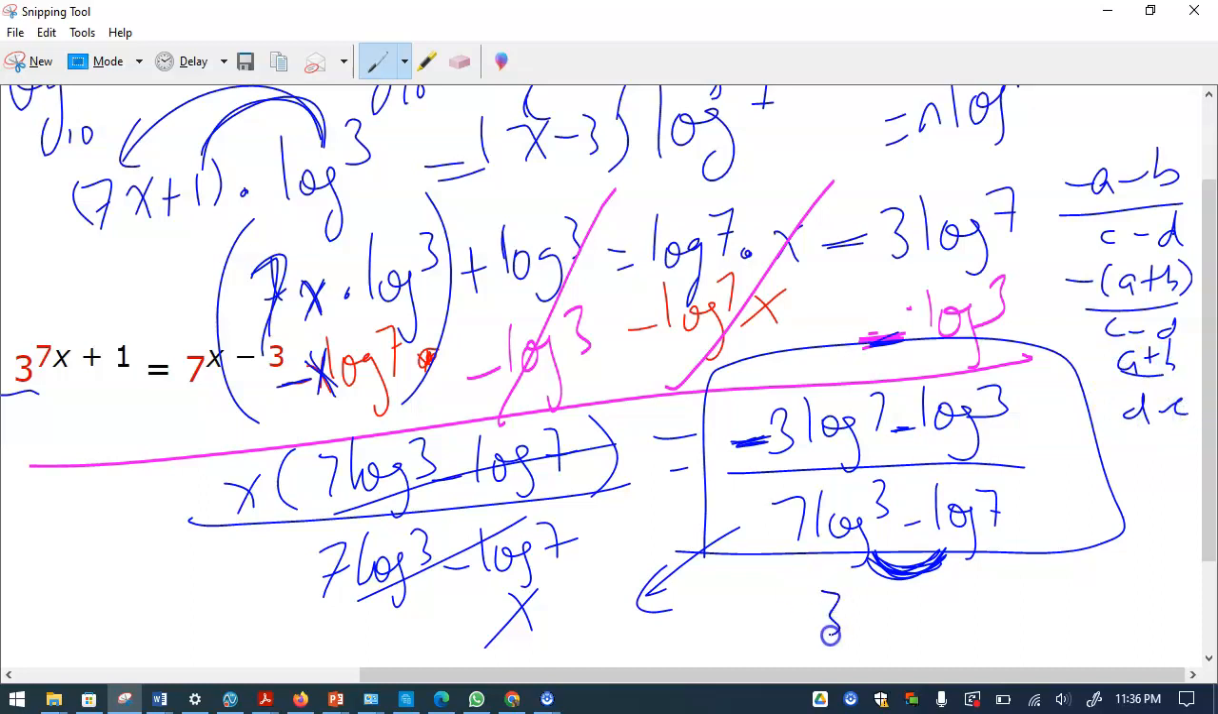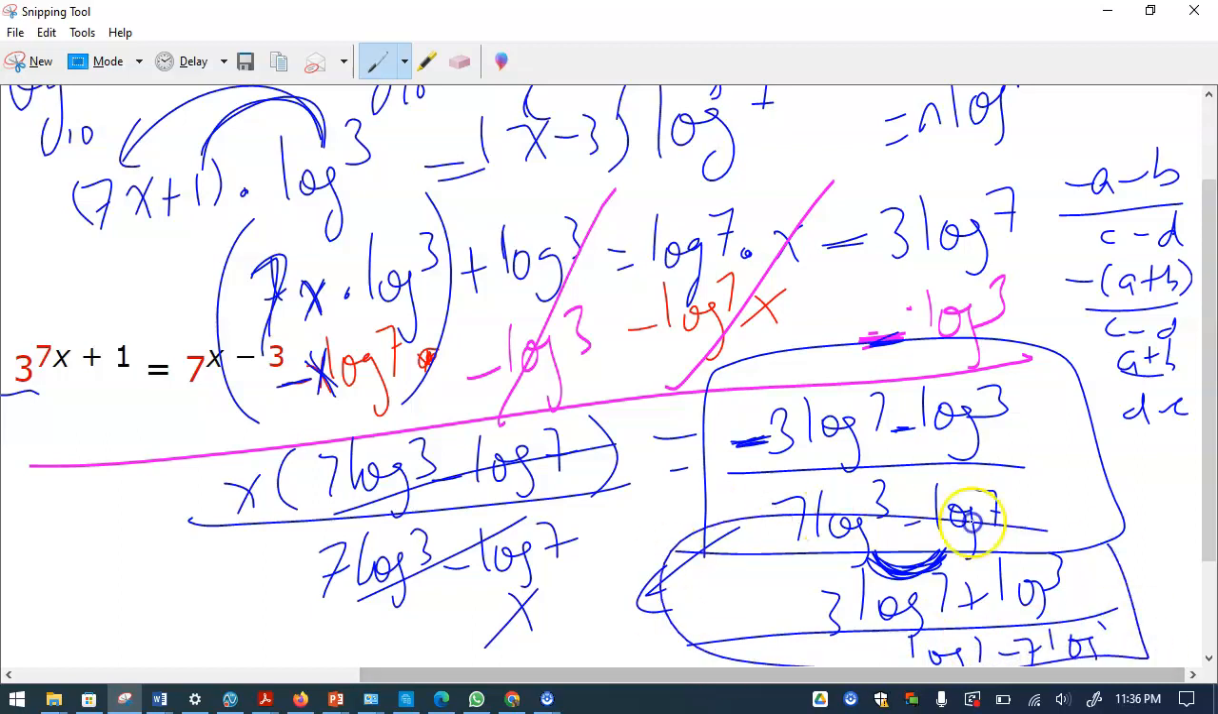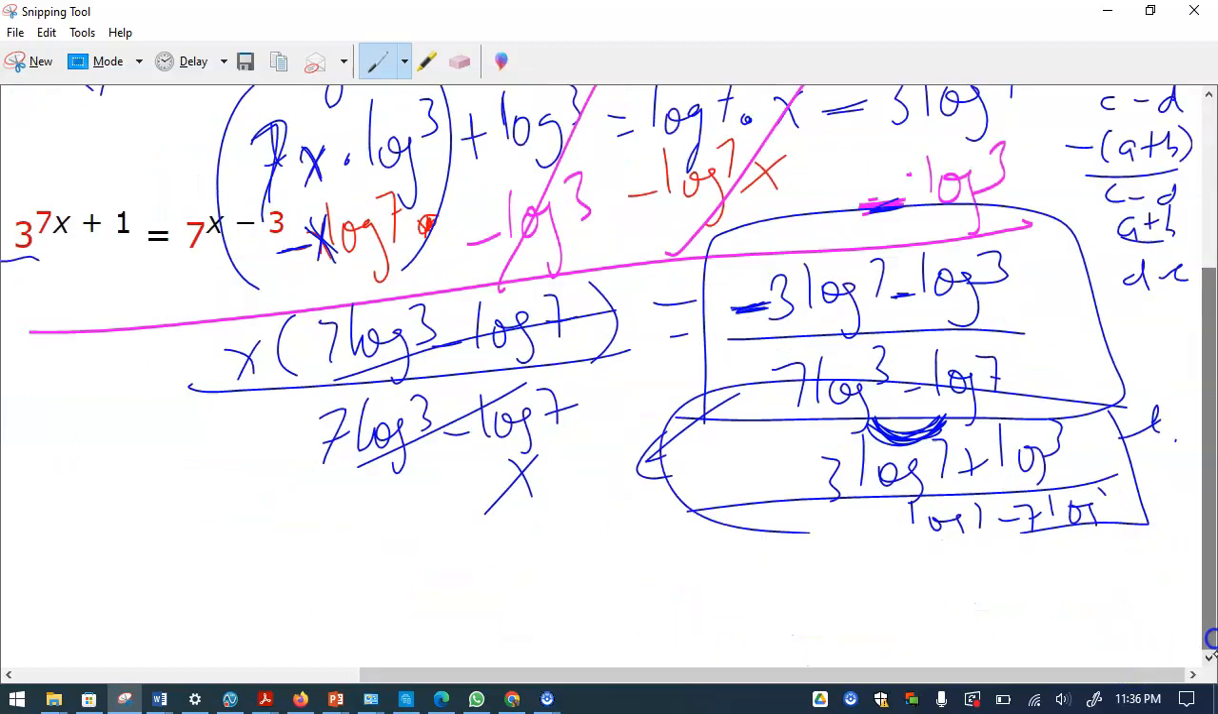So you can write this as 3 log of 7 plus log of 3, and then write log 7 and then minus 7 log 3, and that's the exact value. And if you want the decimal, please put it in the calculator and get the answer.